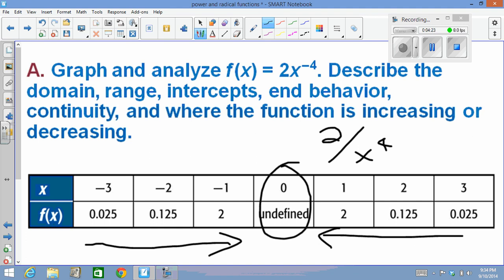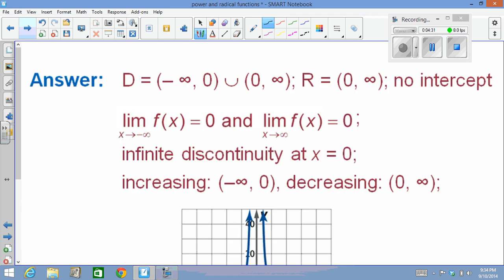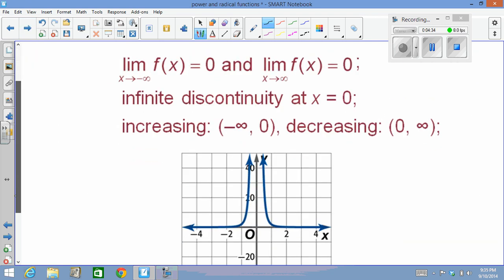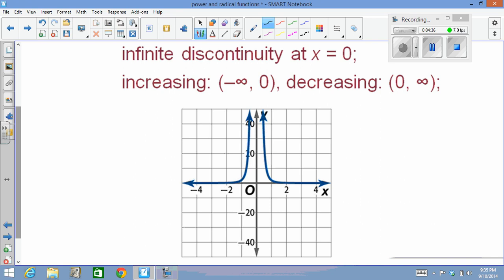My domain would be everything except 0. And then I'm going to look at the graph to give me the rest of the range, the intercepts, and the end behavior. So there's my graph. If I look at my graph, I know my domain tells me that it can be anything but 0, because at 0 my graph is undefined.